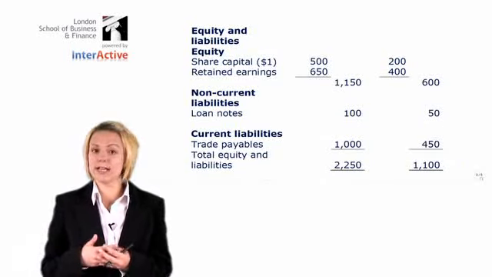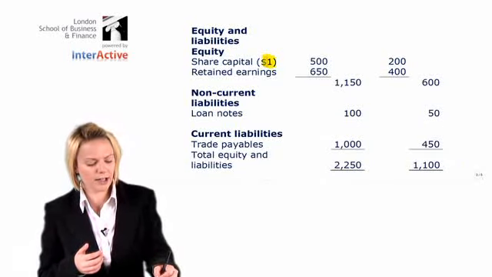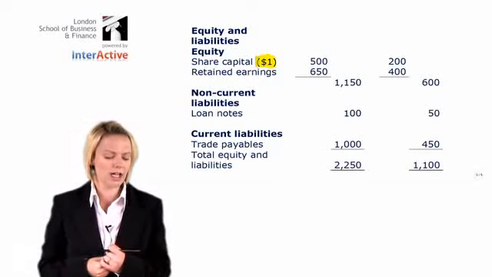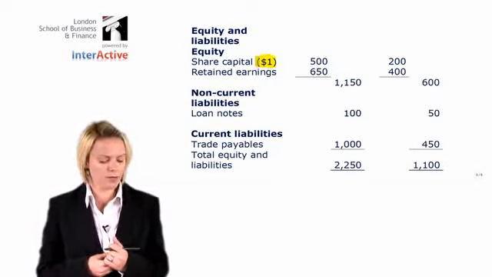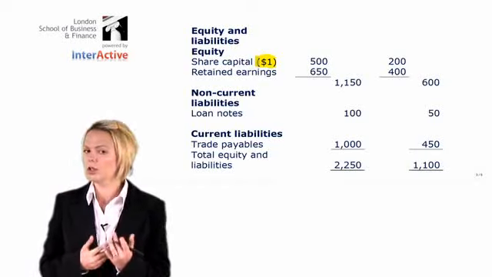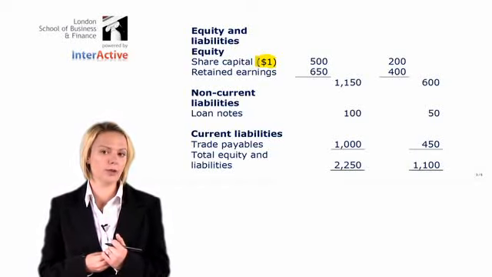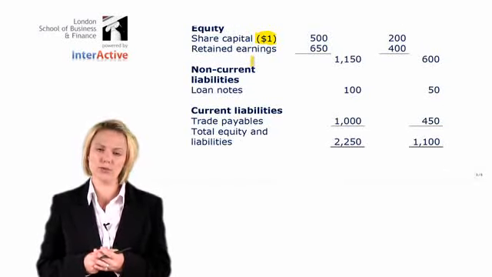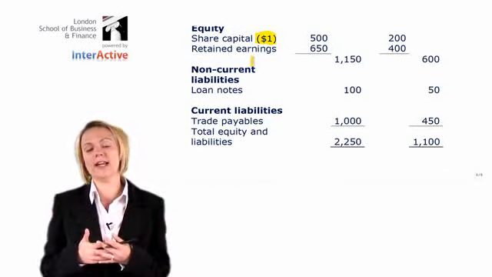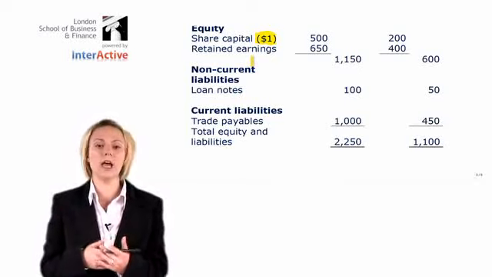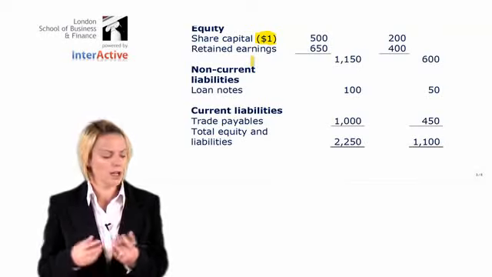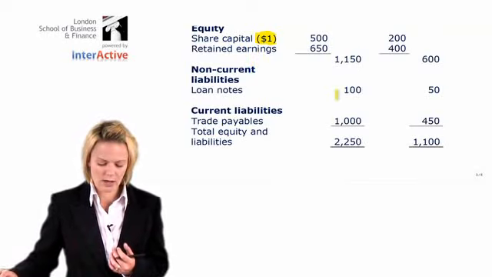Further down then we can see under equity, the par value of the share capital or equity shares is $1 each, and then we have retained earnings for both of those companies. Under non-current liabilities we have loan notes, and then under current liabilities we have some trade payables. And of course, the statements of financial position for both of those companies, the top and the bottom half, are both equal and balanced. Let's have a look at the notes.